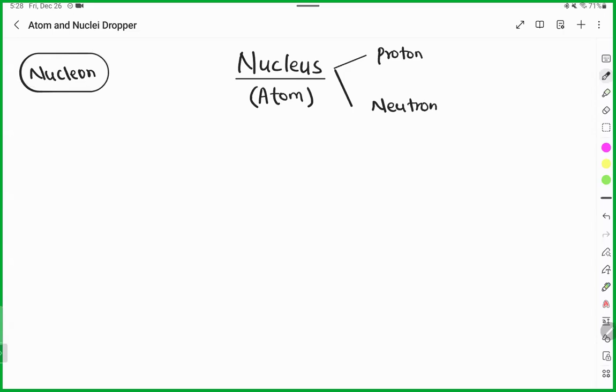We also know the basic detail about the nucleus. Its size is very small, like 10 raised to power minus 15 meter, or we can say 1 femtometer. Very, very small.